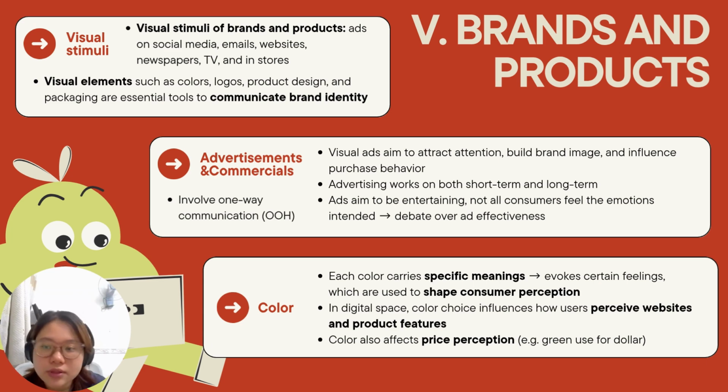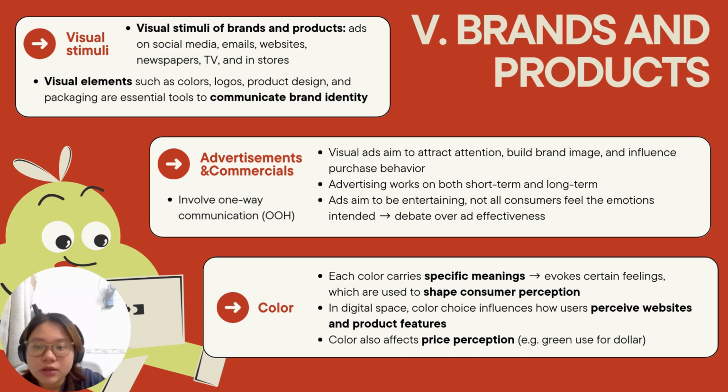The second factor is color. Like I said above, just like in the service environment, color also serves as a powerful visual stimulus that creates emotional association with brands and products by enhancing memory and increasing the likelihood of purchase. Each color carries specific meanings and evokes certain feelings about the product or the brand, which therefore shapes how they perceive the product and brand.